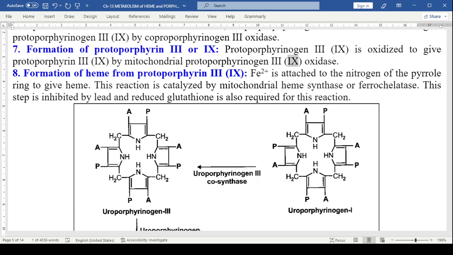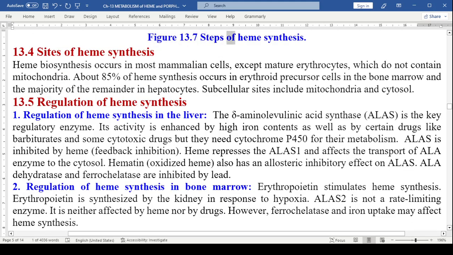8. Formation of heme from protoporphyrin 3 or 9. Fe2+ is attached to the nitrogen of the pyrrole ring to give heme. This reaction is catalyzed by mitochondrial heme synthase or ferrochelatase. This step is inhibited by lead, and reduced glutathione is also required for this reaction. Figure 13.7 Steps of heme synthesis.